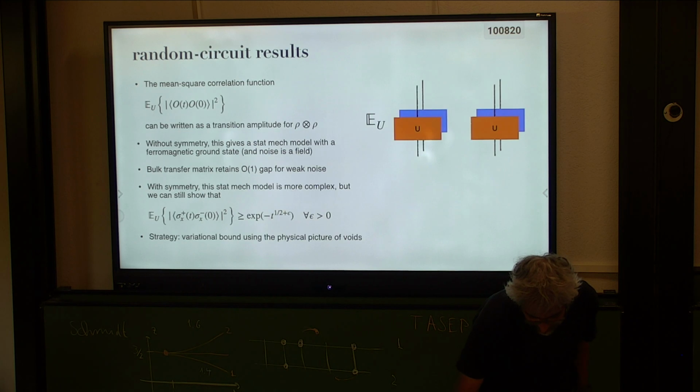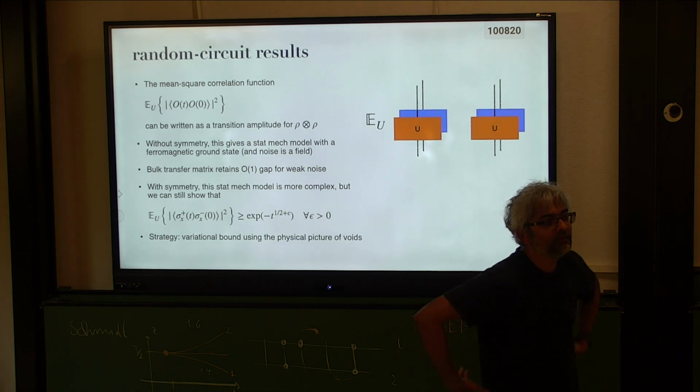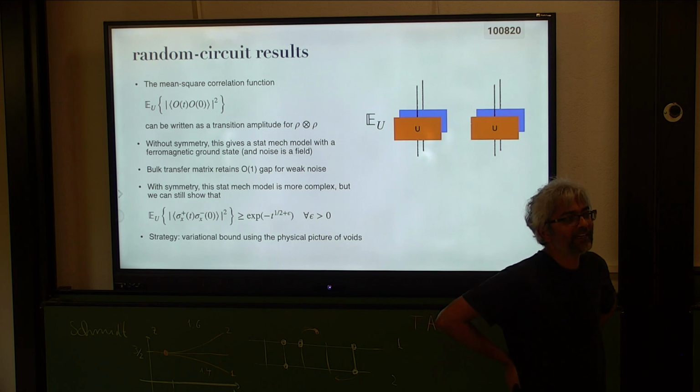The thing that has this feature in the random circuit case is where the squares and the averages go. You're measuring the correlation function, you're squaring it, and then you're averaging over noise. If you averaged over noise before squaring it, it would not work. You would get something else.